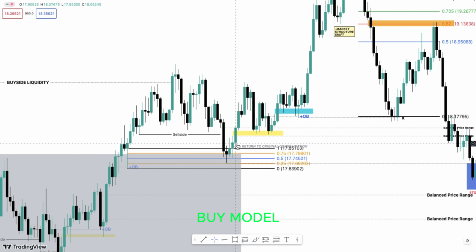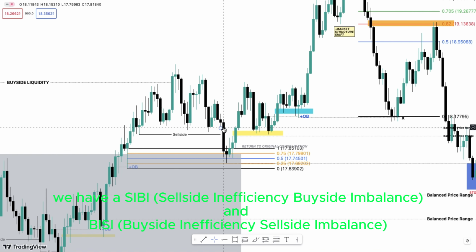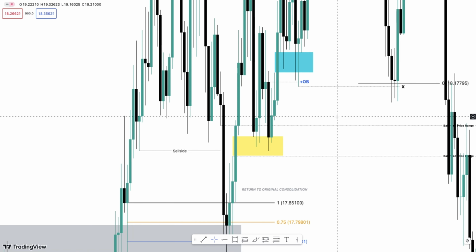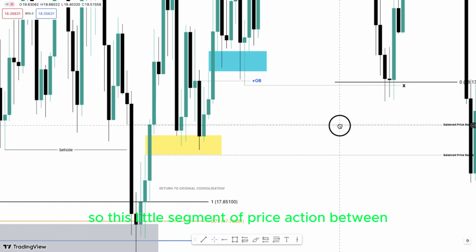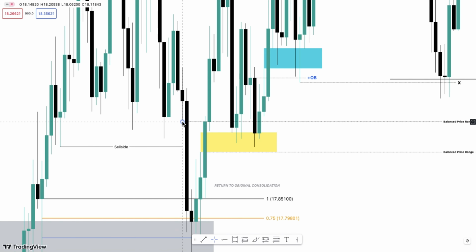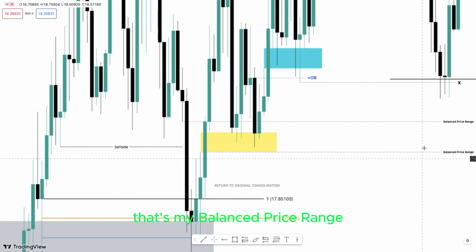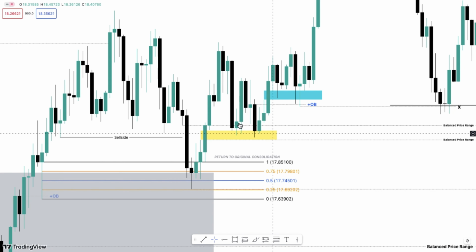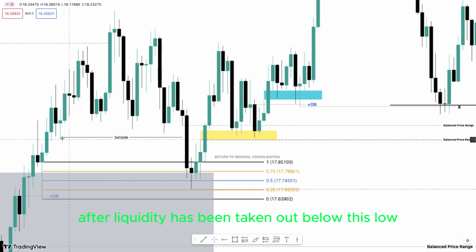We have a CBD and a BC. So this little segment of price action, let me just zoom in, between the low of this candle and the high of this candle, that's my balanced price range. Inside my balanced price range, there's a fair value gap. Obviously, price trades above this swing high after liquidity has been taken out below this low.